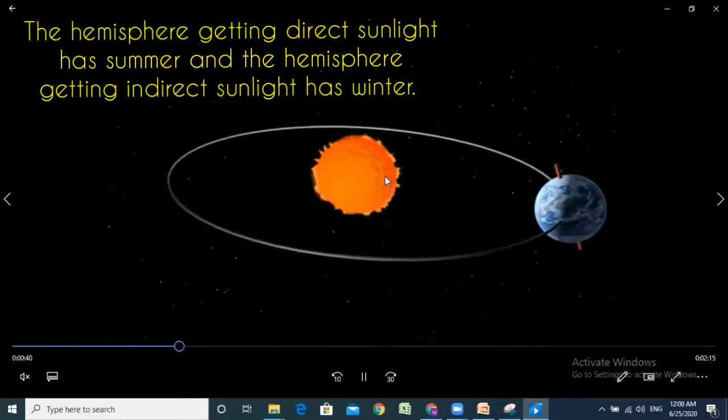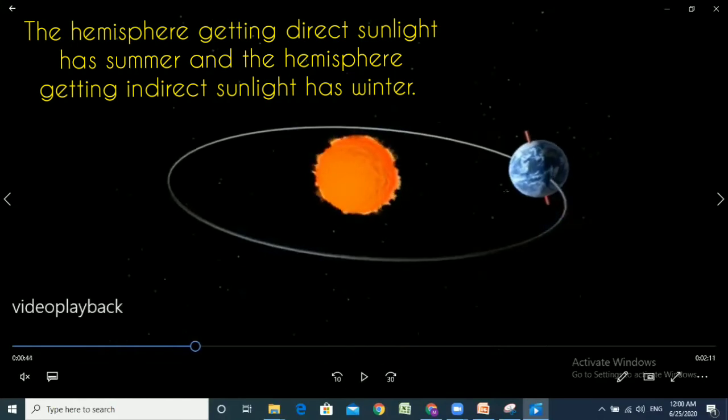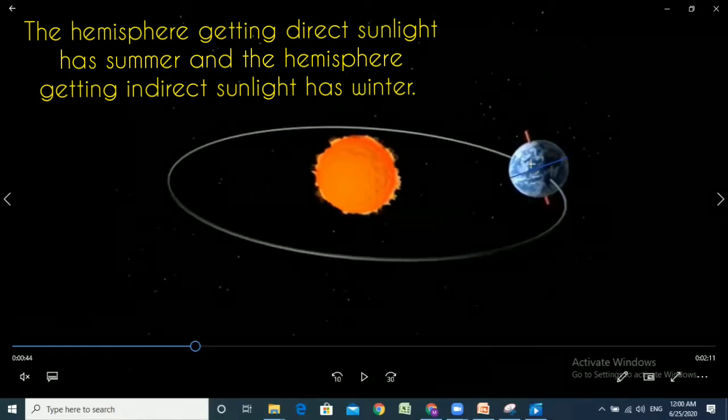If I draw the equator like this, this is my northern hemisphere and this is the southern hemisphere. Whichever hemisphere, whichever part of the Earth gets direct sunlight, there it is summer, and on the other side it is winter.